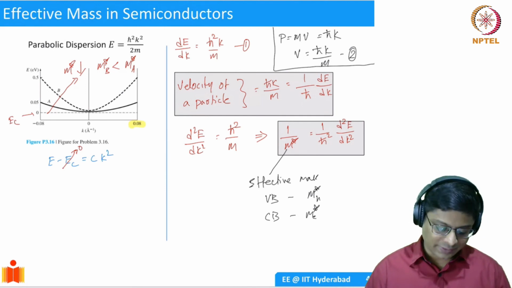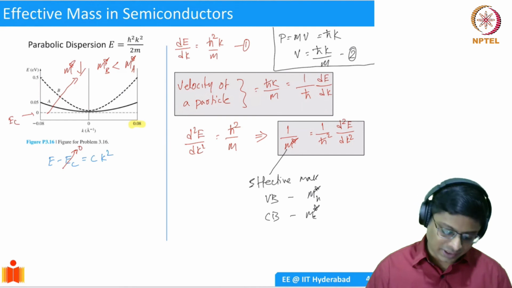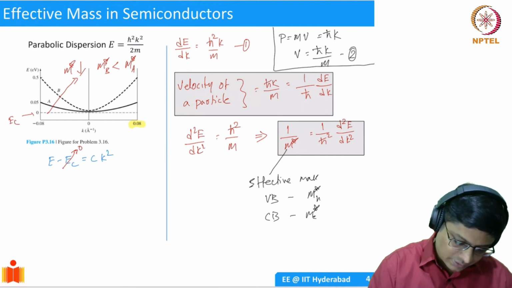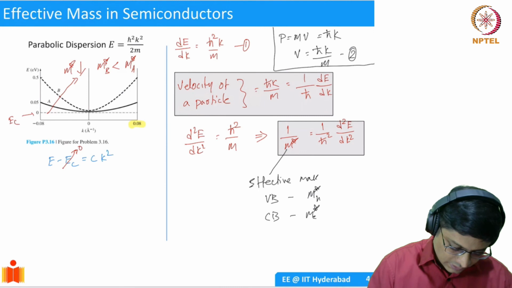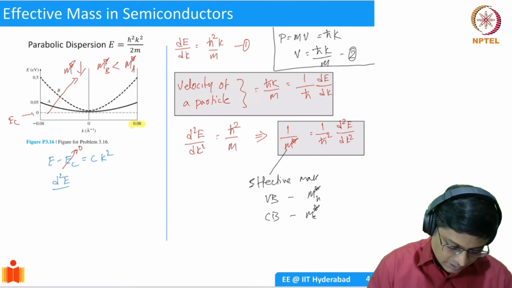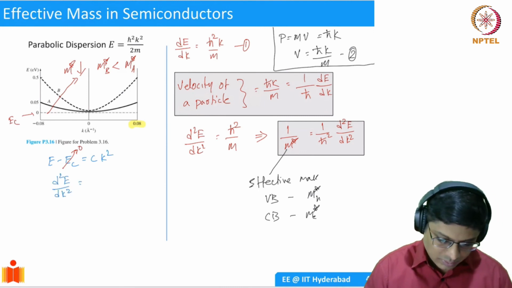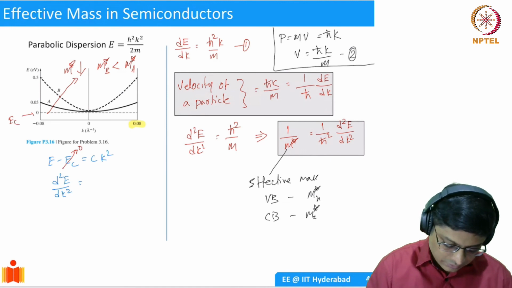So what is the effective mass? We have to take the second derivative, right? So let's take the second derivative of this. d square E by dk square should be equal to how much? Second derivative, so 2C, right?